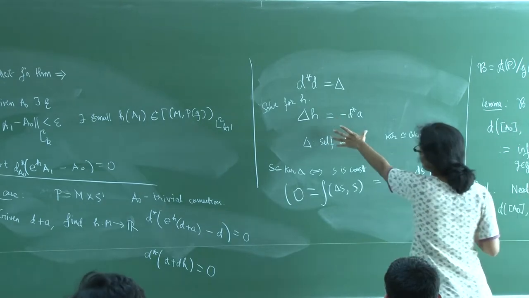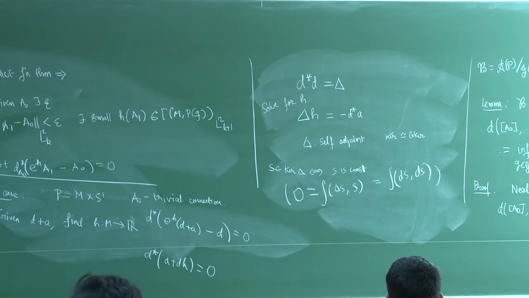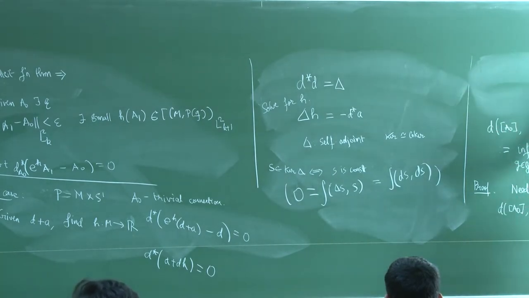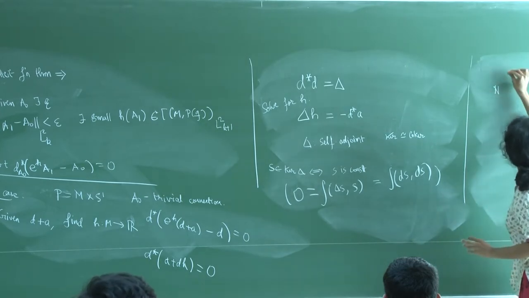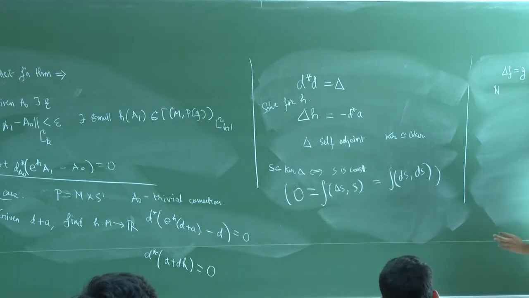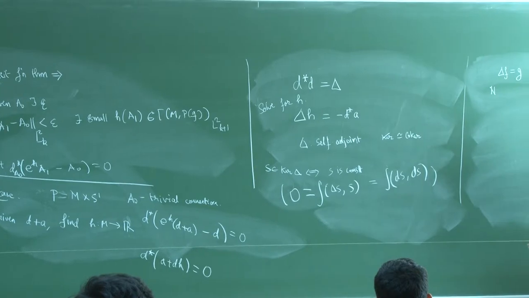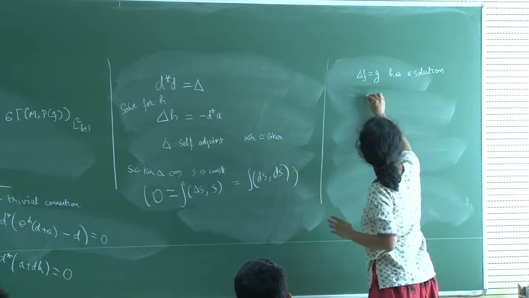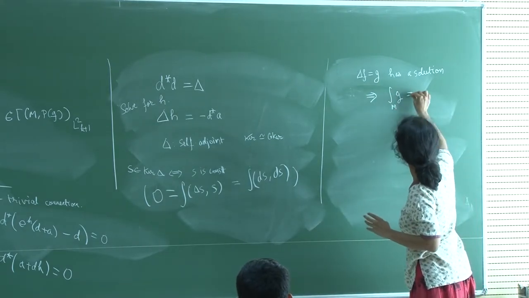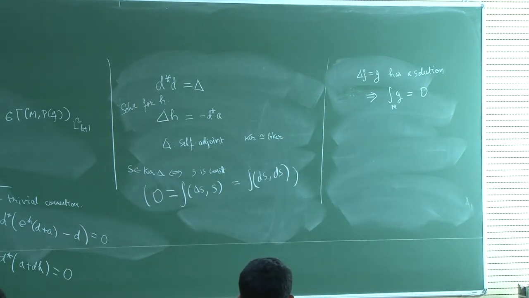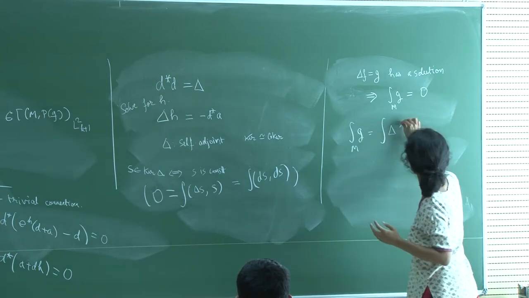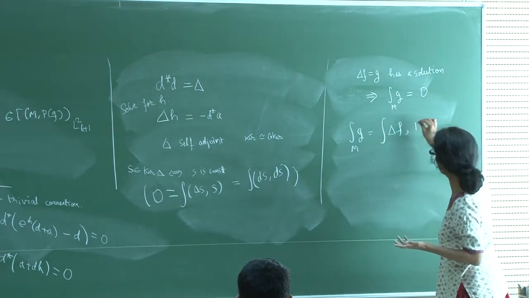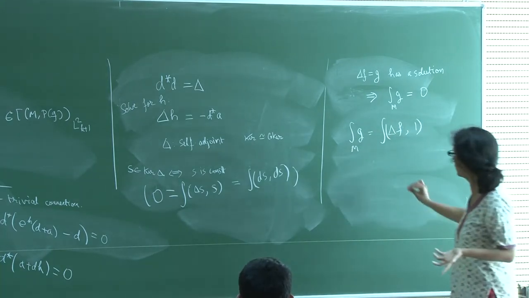So in order for this to have a solution, this should integrate to 0. So a necessary condition, I'm on a manifold without boundary, by the way. So this has a solution. A necessary condition for that is that this function integrates to 0. Because the integral of g is the integral of delta f, you can just multiply by 1 and take Stokes' theorem.